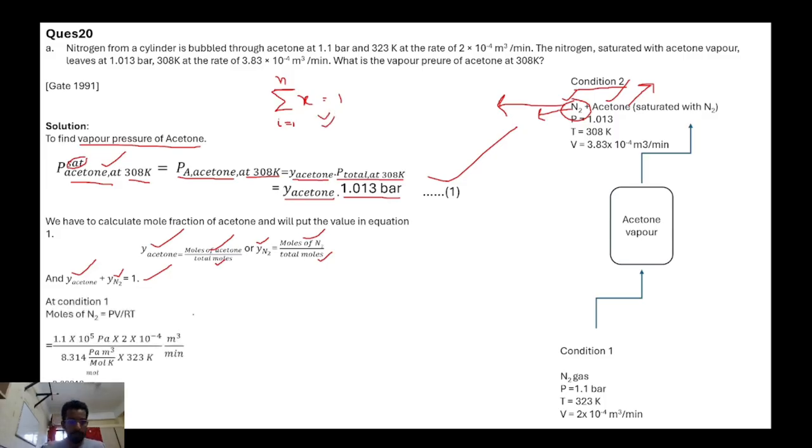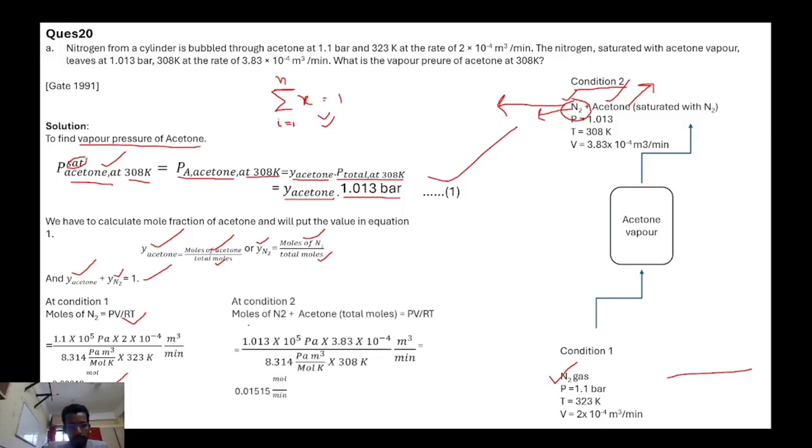So next step, at condition 1 we will find the moles. How? PV is equal to nRT. At condition 1 we only have nitrogen gas, so when we apply PV equal to nRT, it will give only the moles of nitrogen. So the moles of nitrogen come to 0.00819. At condition 2 we have a mixture of N2 and acetone, so when we find the moles, it will give the total moles, that is the summation of moles of nitrogen and moles of acetone, right?